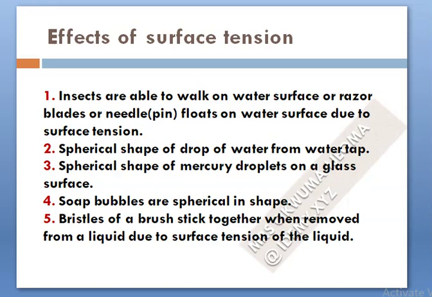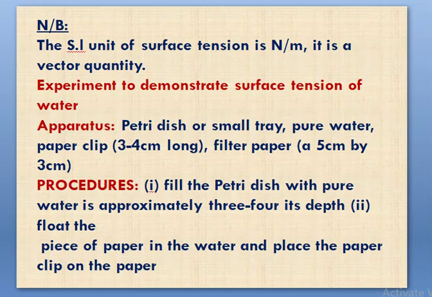Now, let's look at experiments to demonstrate surface tension of water. We have a little experiment that we can use to demonstrate the surface tension of water. Remember, we've said initially that the SI unit of surface tension is what? Newton per meter or Joule per meter square. And this surface tension is a vector quantity. Is what? A vector quantity.